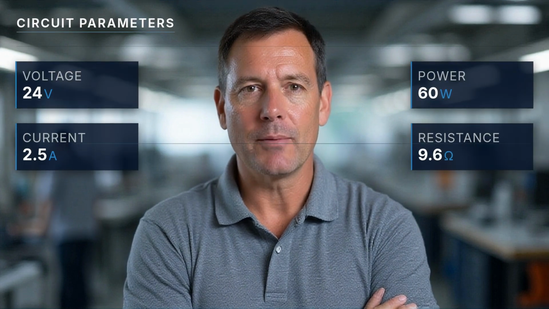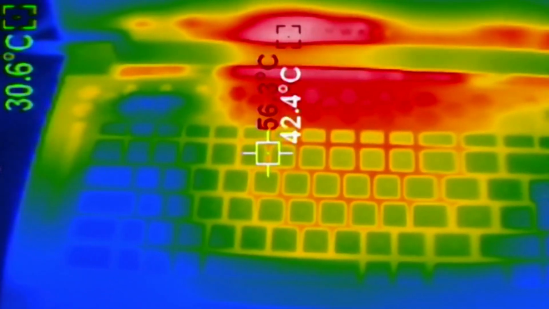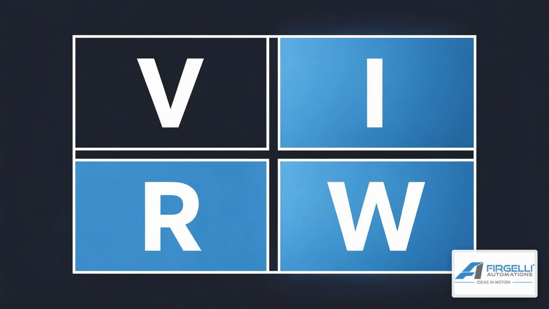Your output values represent the 4 fundamental electrical quantities. Power indicates energy consumption rate, critical for thermal management and component selection. Voltage, current, and resistance complete your circuit analysis toolkit.